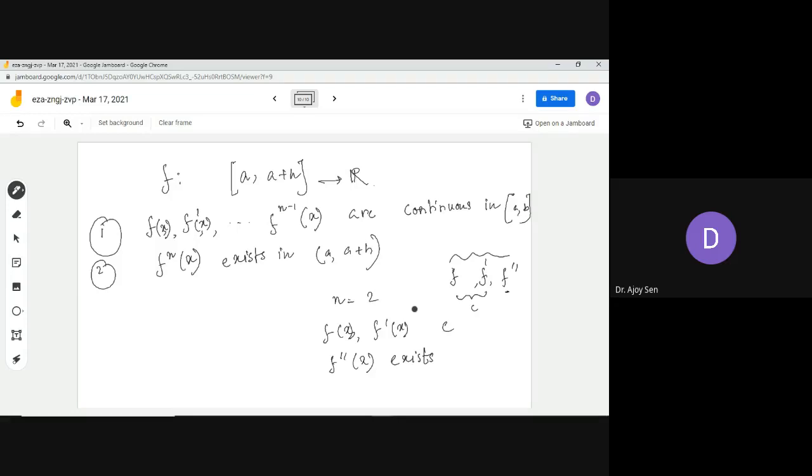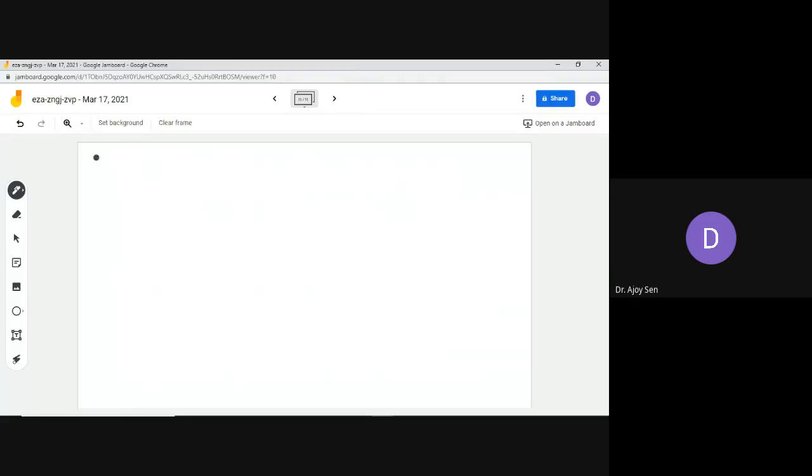So if this thing happens, then there exists theta. So this is actually the requirement of Taylor's theorem, and if this happens, then what you will get? You will get this thing. I am going to write it on the next page. Then you can write this f of a plus h to be that Taylor polynomial.